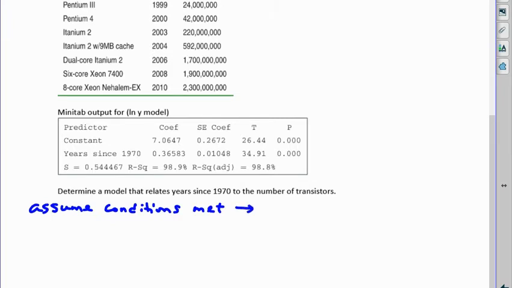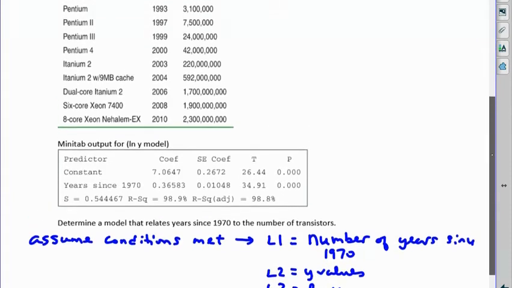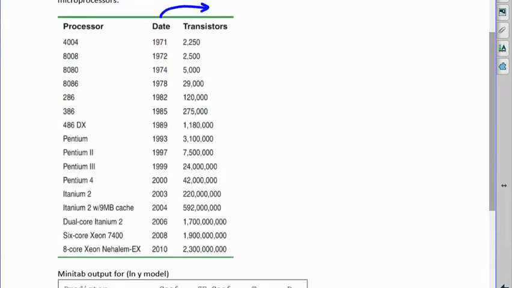Now we're going to assume that the conditions are met because that took a while, didn't it, to go through. But we do need to know that L1 is going to be our date, or the number of years actually, since 1970. And L2, and this is from the Minitab output, they said, well, we're going to use a natural log. And so actually our L2 would be our Y values, but in L3, we would have the natural log of Y. But they've already done this for us and gotten the model.